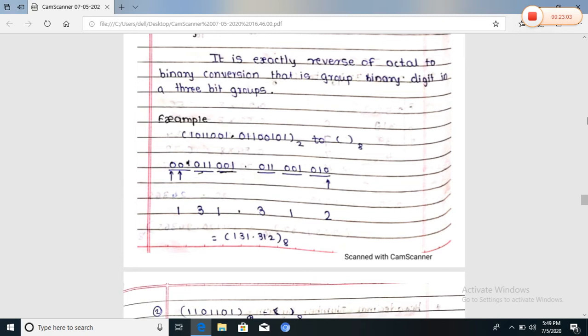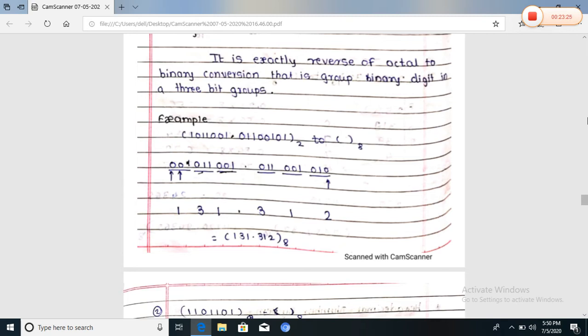After the point, 0 1 1 is one group of 3 bits. Next 0 0 1 is the next group. After that only one bit remains, so only 0 1 is present, which is 2 bits. To complete the group we add 0 here, and it becomes 0 1 0. This is the complete group.